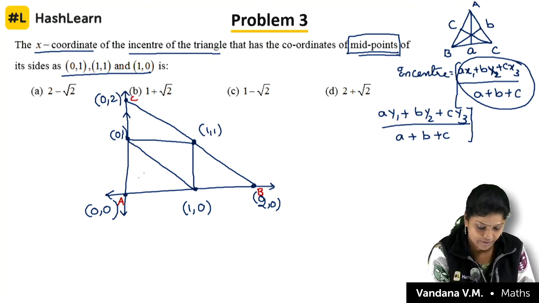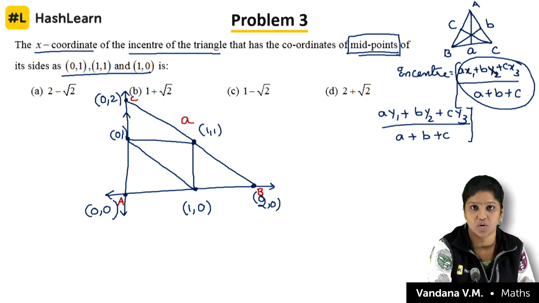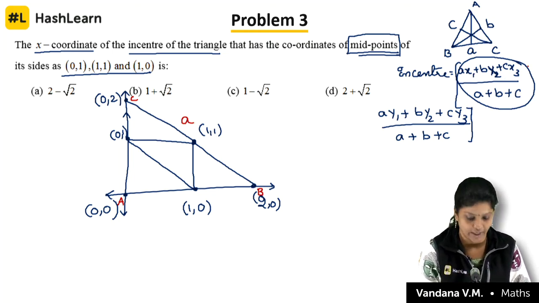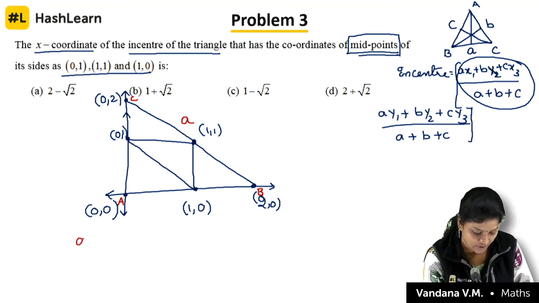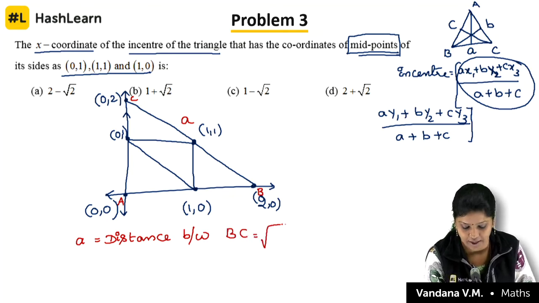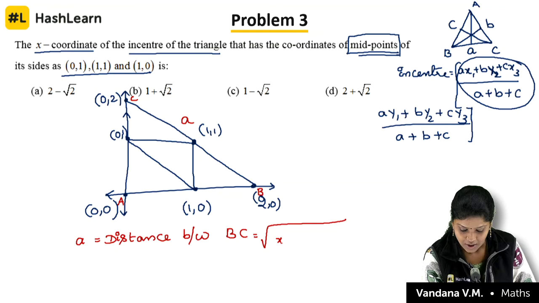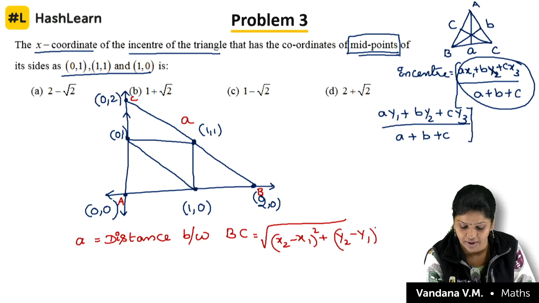The vertex opposite to A is small a, because I need small a, small b, small c to find out the x coordinate. What is small a? The distance from B to C. So, please find out small a, the distance between B and C. How to find out the distance? Square root of (x2 minus x1) whole square plus (y2 minus y1) whole square.